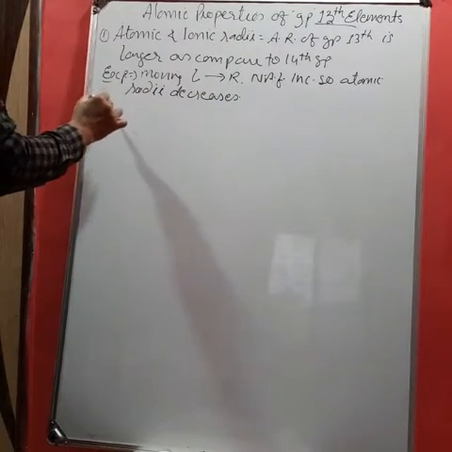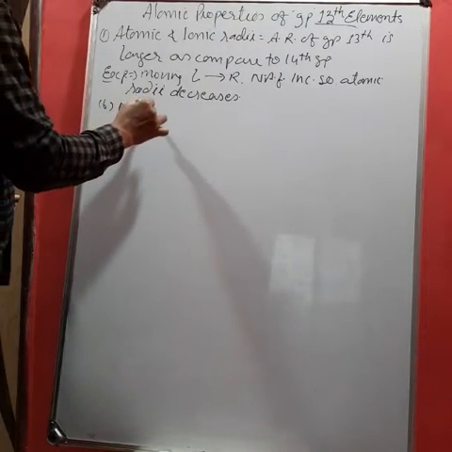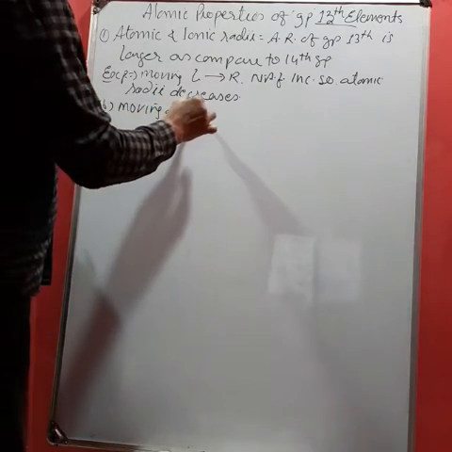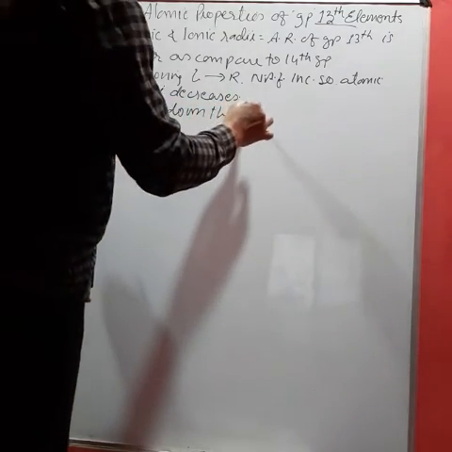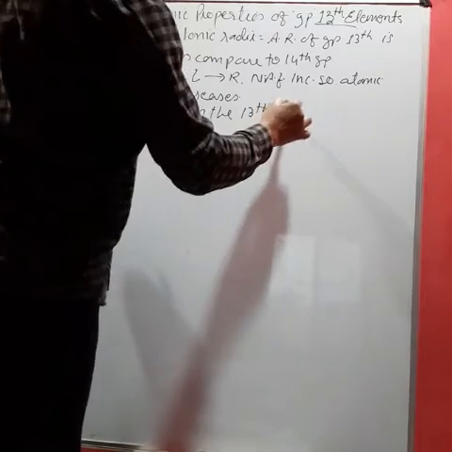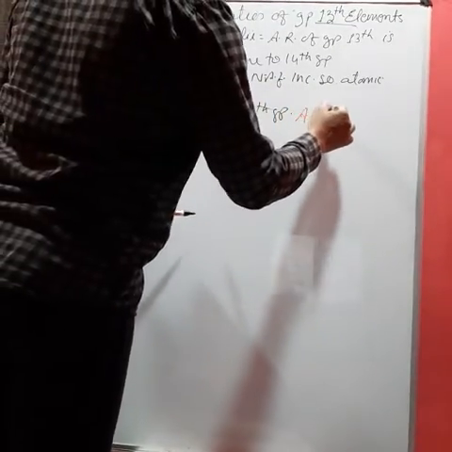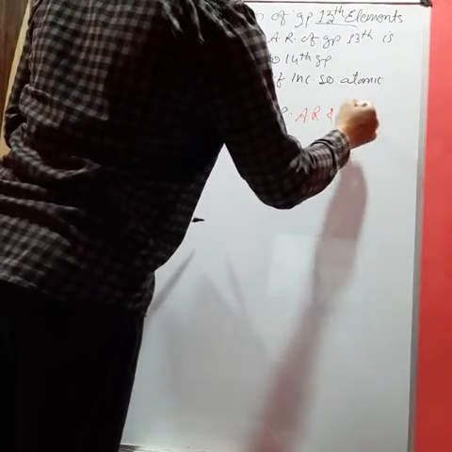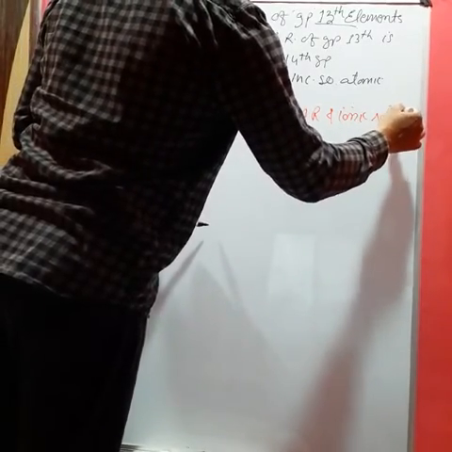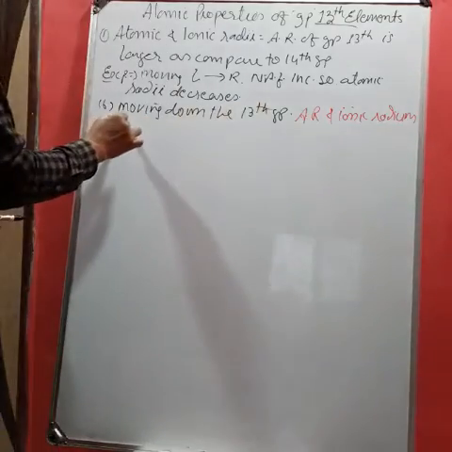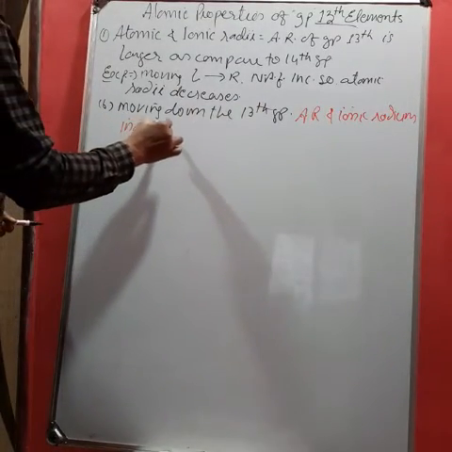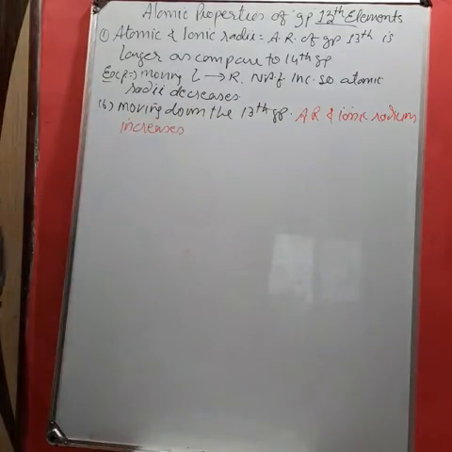But number B, moving down the group, moving down the 13th group, atomic radius and also ionic radius increases. Atomic radius also increases. Okay.